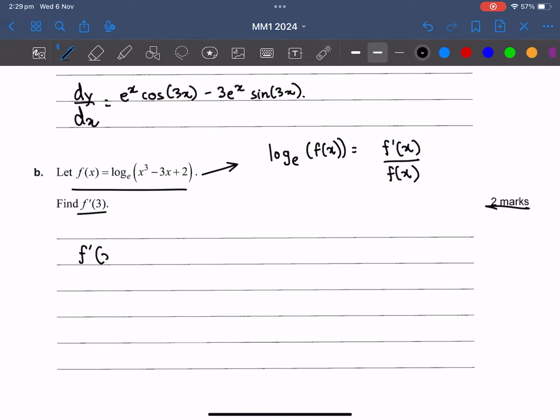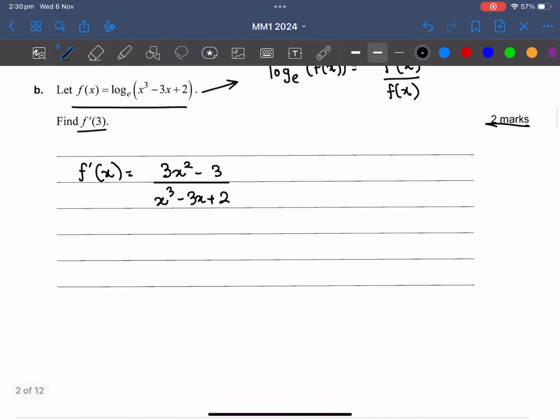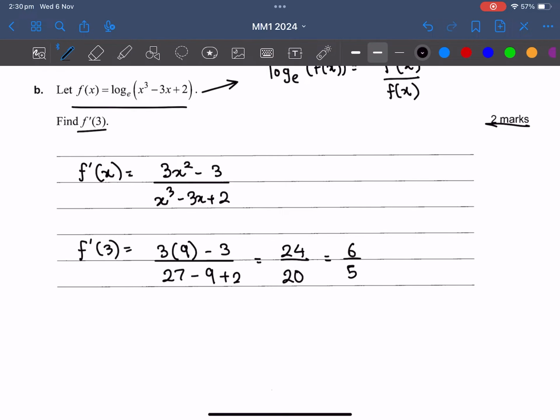So that is simply going to be (3x^2 - 3) over (x^3 - 3x + 2). Okay, and then you have to substitute 3 in, so 3 times 9 minus 3 over 27 minus 9 plus 2. So 27 minus 3 is 24, and 27 minus 9 is 18, plus 2 is 20. So it's going to be 6 on 5. Okay, so that is going to be our answer.